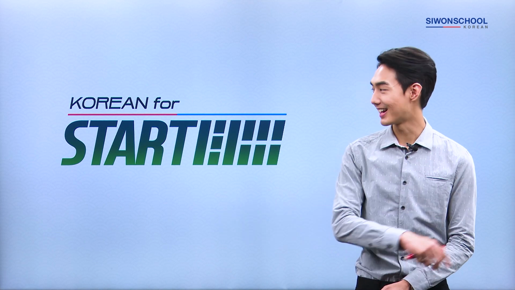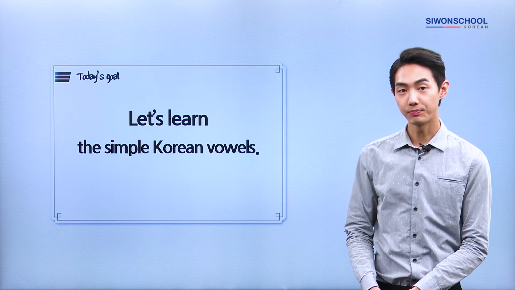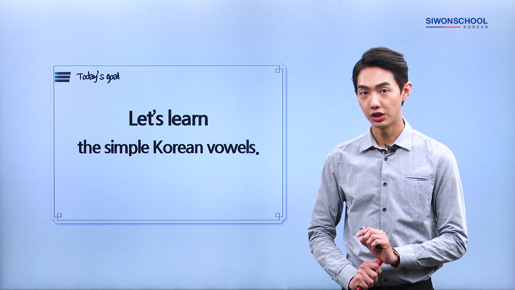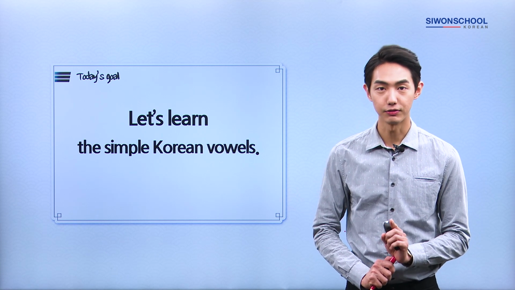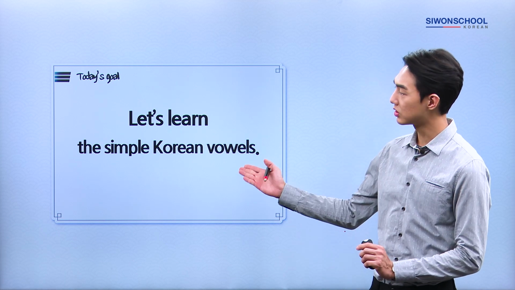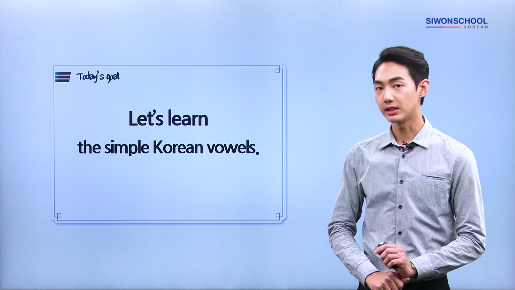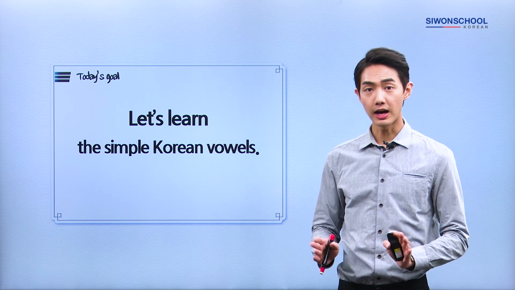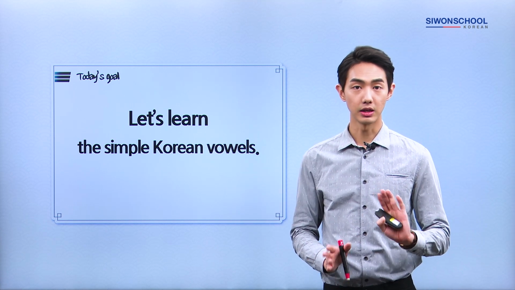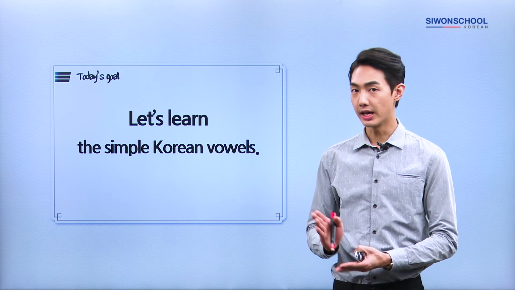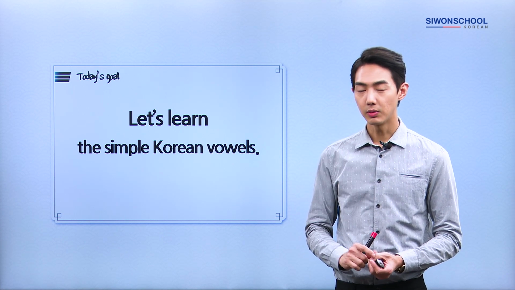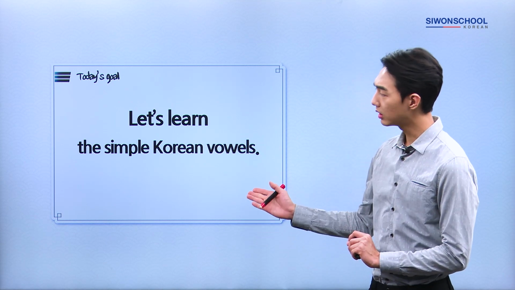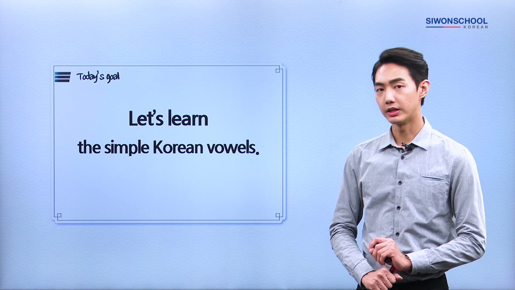Okay, let's get started. First, whenever you learn a language, there are a few things that you must learn. What is it? It's the alphabet. What we're going to learn today is basic, simple Korean vowels. There are a few vowels and a few consonants, just like English, but how they form a letter is a lot different than in English. So we're going to learn the simple Korean vowels.